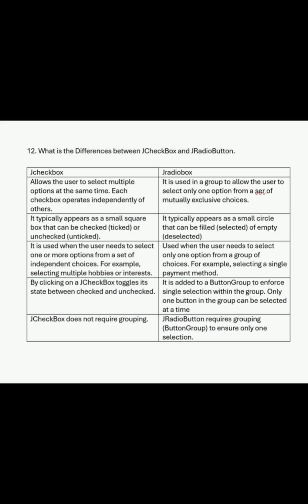A checkbox is used when the user needs to select one or more options from a set of independent choices, for example, selecting multiple hobbies or interests. A radio button is used when the user needs to select only one option from a group of choices, for example, selecting a single payment method. Clicking on a checkbox toggles its state between checked and unchecked. A radio button is added to a button group to enforce single selection within the group. Only one button in the group can be selected at a time. Checkbox does not require grouping. Radio button requires grouping, a button group, to ensure only one selection.